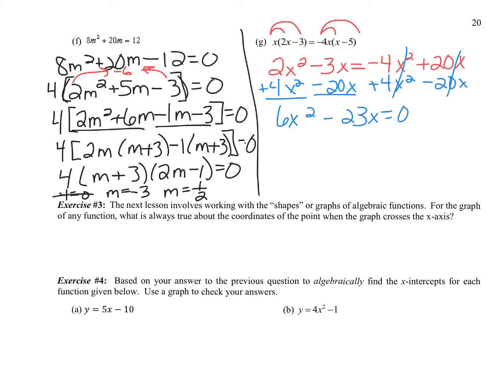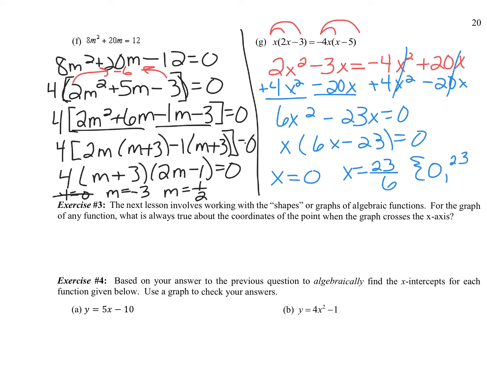So here I just have a GCF. I take out an x, and I have 6x minus 23 left. So I get x equals 0 from this x factor, this monomial factor, and then from the other one I'm going to get 23 over 6. So I haven't been writing them in set notation, or roster notation, because I haven't really had room. But just as a reminder, it's nice to write it that way. I have room here, so I'm going to write that one that way.